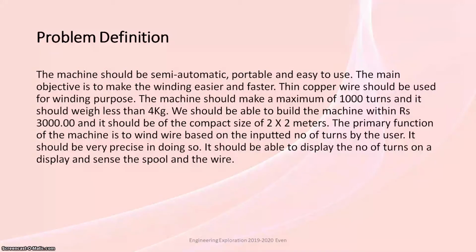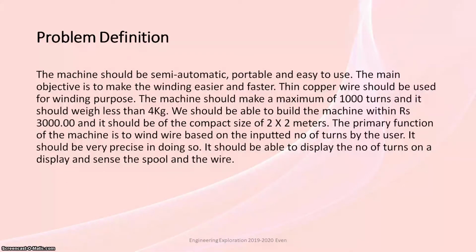Thin copper wire should be used for winding purpose. The machine should make a maximum of 1000 turns and it should weigh less than 4 kgs. We should be able to build the machine within a budget of rupees 3000 and it should be of the compact size of 2 by 2 meters.